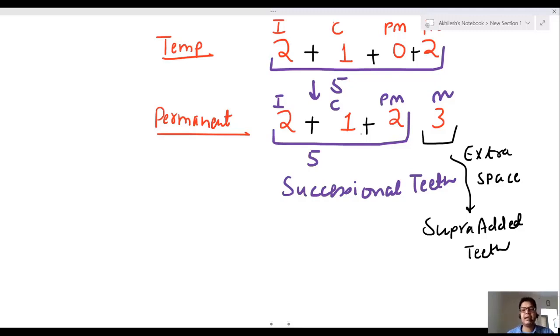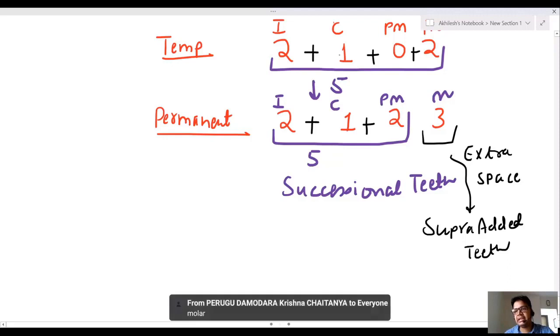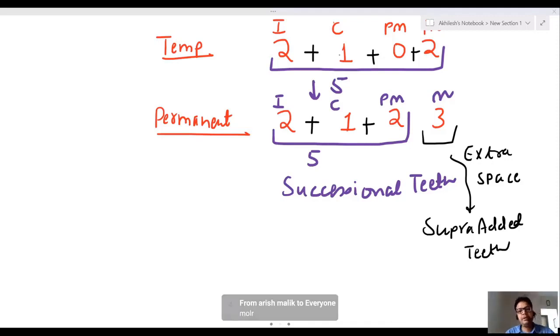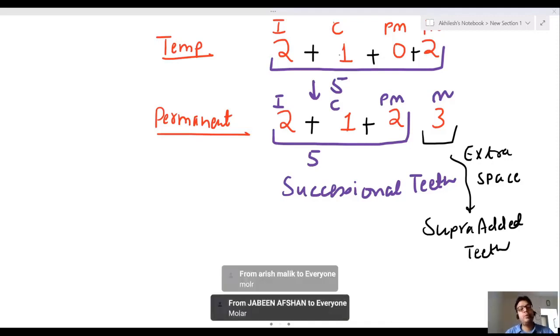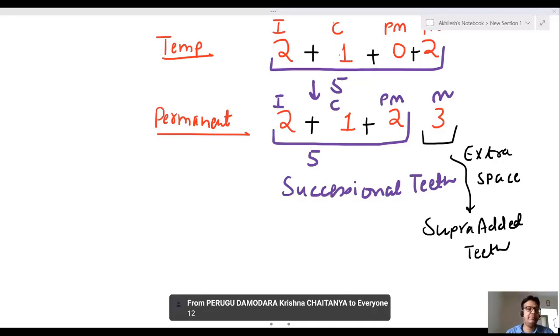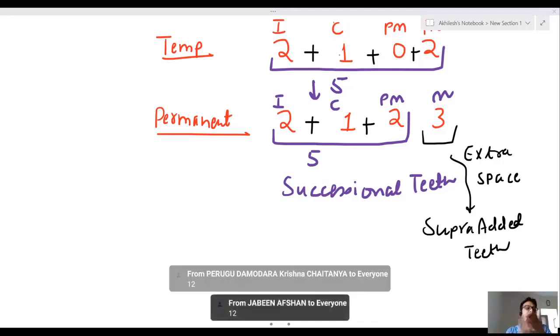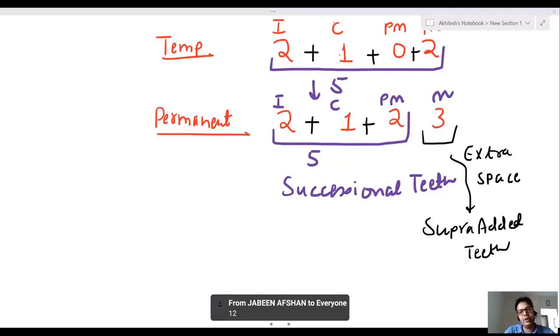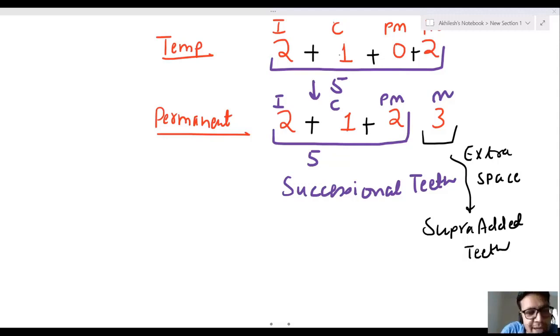Supra-added teeth are incisor, canine, molar or premolar? Anyone? Supra-added teeth are molars. So how many supra-added teeth do you have in your mouth? Yes, Damodaran, 12. 3, 3, 3, 3. How many supra-added teeth do you have? 12.